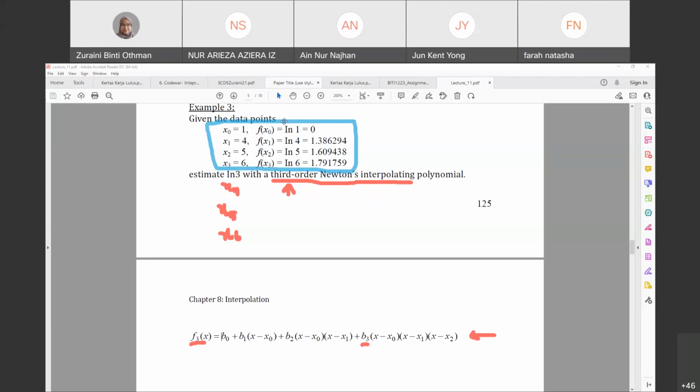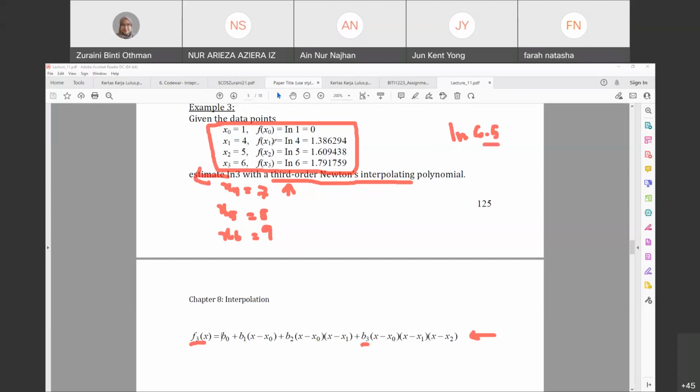Tetapi ada orang dia tahu dia nak cari ln 3. Okay, ln 3 memang kena guna ni lah. Sebab 3 tu di antara 4 dengan 1. But if they ask you, dia bagi kat sini, ini ialah 7, 8 dan 9. Contoh, they ask you to find ln 6.5. Okay, so we know that we have to find yang dekat tengah-tengah ni kan, between 6 dengan 7, betul tak? 6.5 tu.